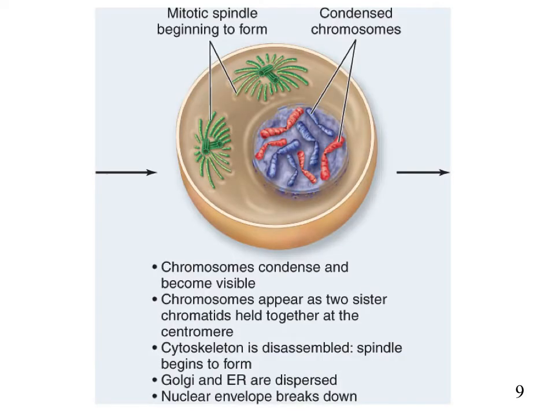Okay. During prophase, what happens is the normal cell architecture breaks down, and we start to see the condensed chromosomes becoming visible. And so they're going to appear as two sister chromatids held together at a centromere. The normal things that hold the cell and hold things in position disappear. This is the cytoskeleton, and that's going to be replaced by these migrating centrioles and microtubules that form a spindle between them. The Golgi apparatus, the endoplasmic reticulum, the nuclear envelope are all kind of dispersed and broken down and are going to disappear.